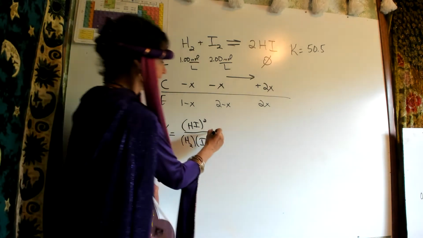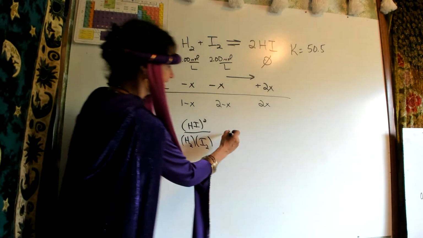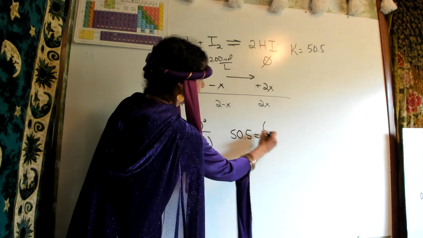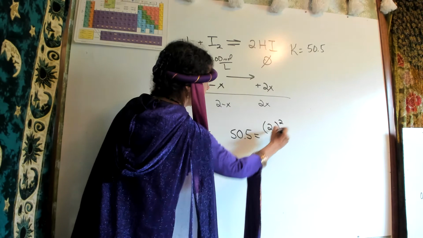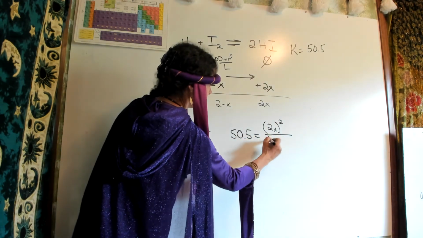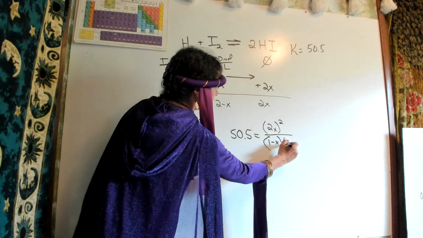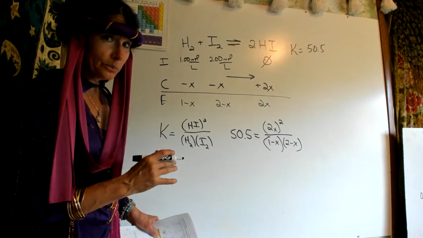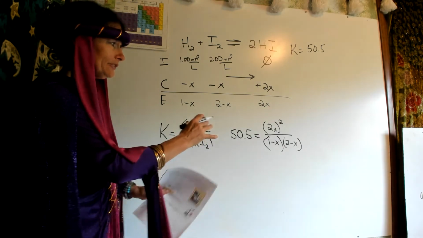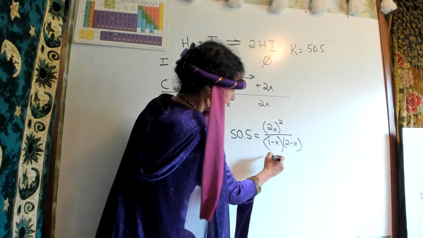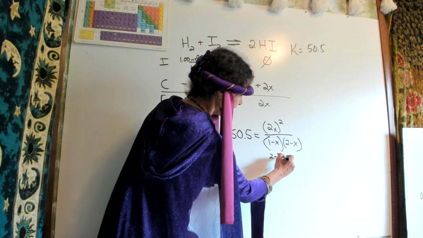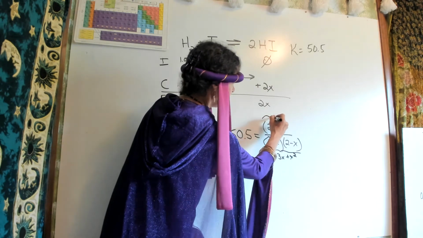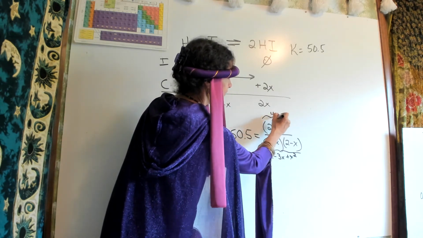All right. So now we're going to plug in. The K is 50.5. The HI is 2x squared. The hydrogen is 1 minus x, 2 minus x. You cannot square root your way out of this one to get rid of the square. You have to rearrange, right? You distribute this part out. So you get what? 2 minus 3x plus x squared. That's this bit here. Here you have to square the 2 and the x, so you have 4x squared.